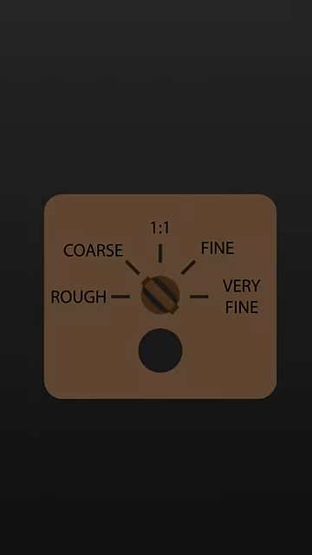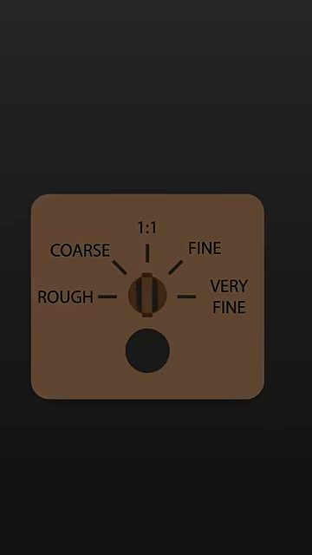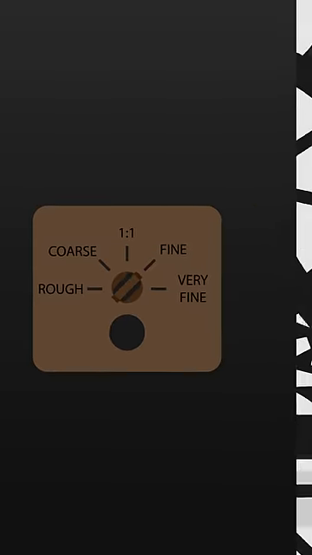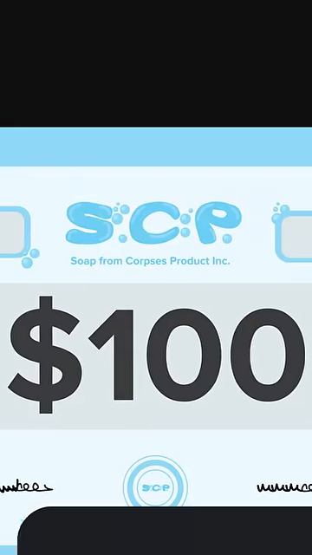The second $100 was placed in the machinery set to 1:1. It produced 75 euros in cash. The third $100 run through the machine on the setting fine produced a shareholder's note for Soap from Corpses Products in the amount of $100.